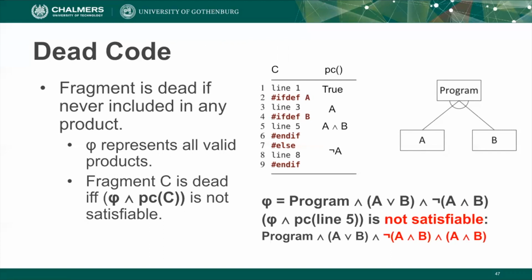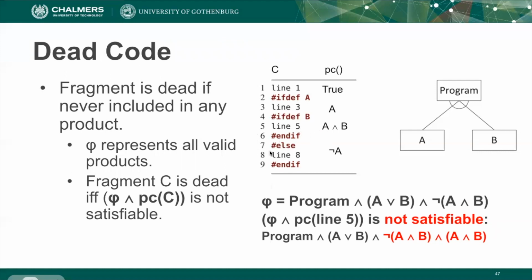Since the representation of the feature model as a propositional formula phi represents all valid feature selections, all valid products, a code fragment is dead if and only if the conjunction of presence conditions and feature model is not satisfiable. If there's no feature selection that's both valid according to the feature model and that fulfills the presence condition.